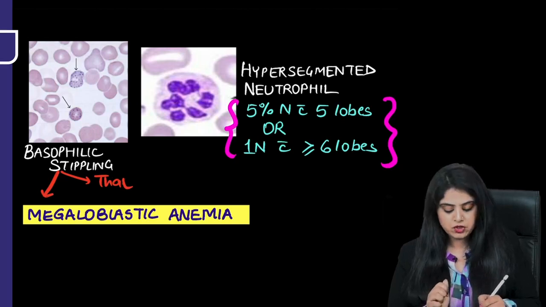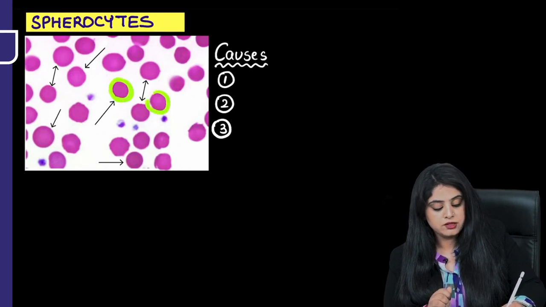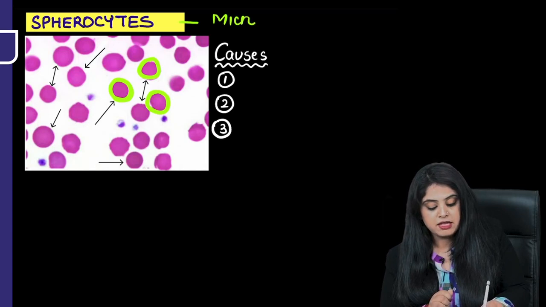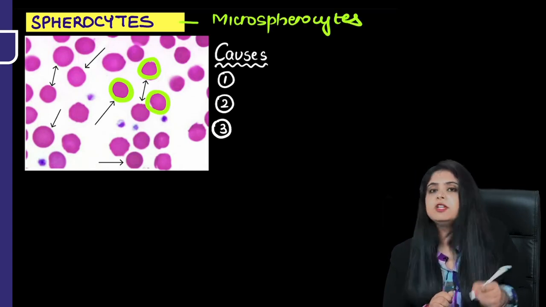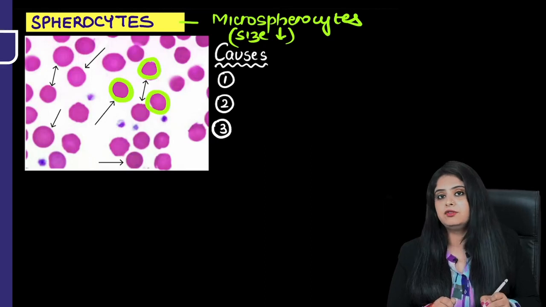Moving on to the next picture. What is this? Where you see the cells which are totally smaller, they are totally round firstly. Spherocytes, but I like to call them microspherocytes because they have some very characteristic thing. Compare them with a normal RBC and their size is going to be smaller. So they are smaller in size. I like to call them microspherocytes.